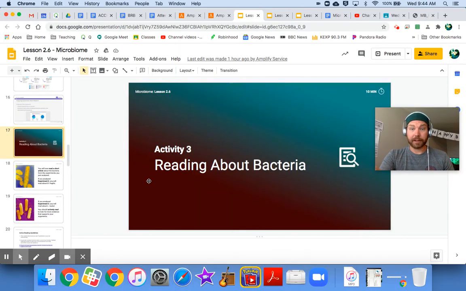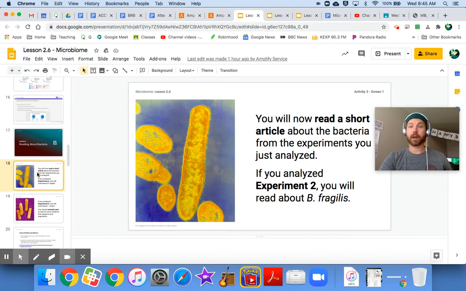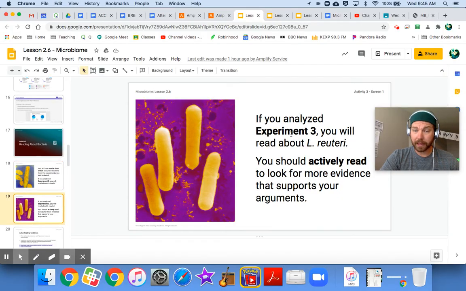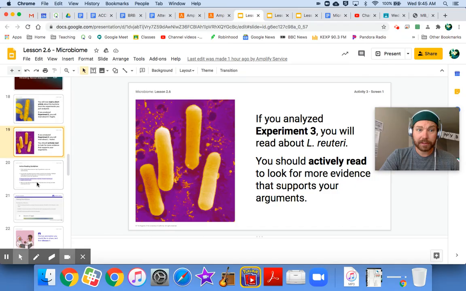So you just finished your annotations, and next we are reading about bacteria. And this is the part that I talked about earlier, where you're just choosing one. If you analyzed experiment 2, you will read about B. fragilis. If you analyzed experiment 3, you'll read about L. reuteri. Actively read. Make sure you add annotations.